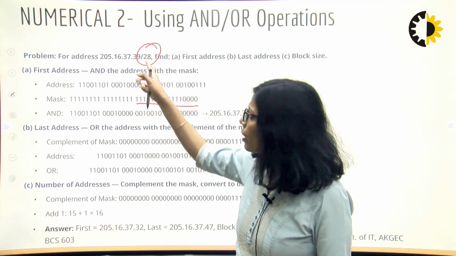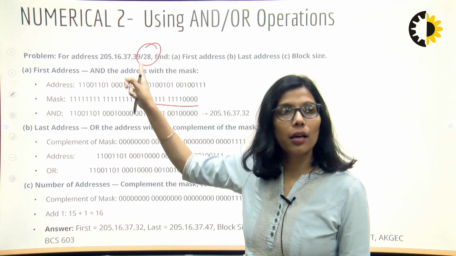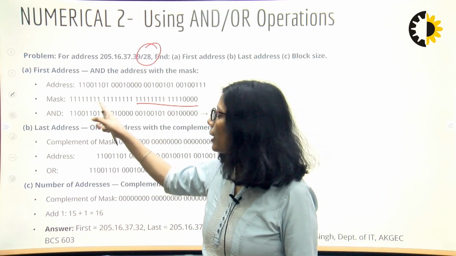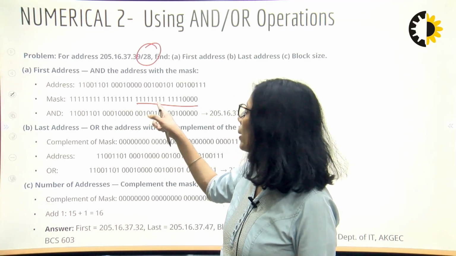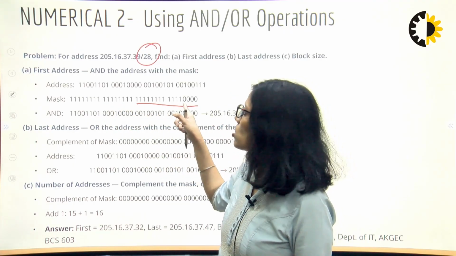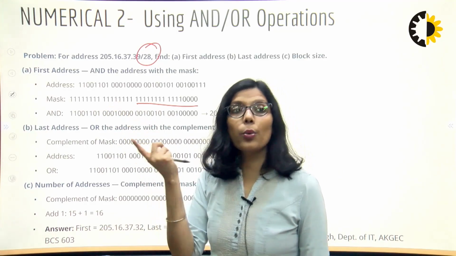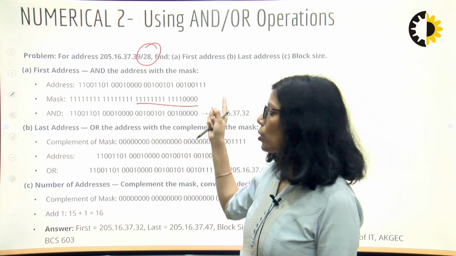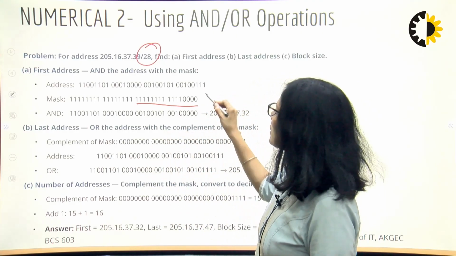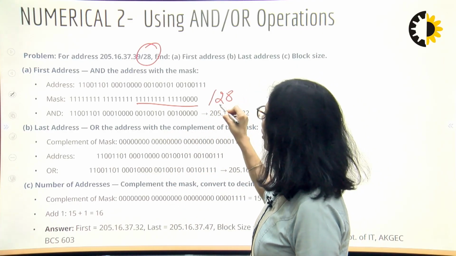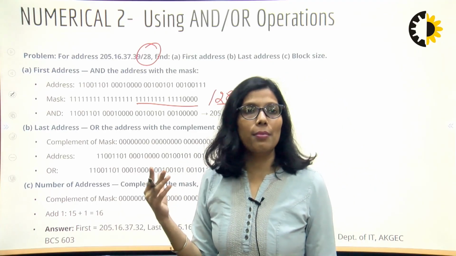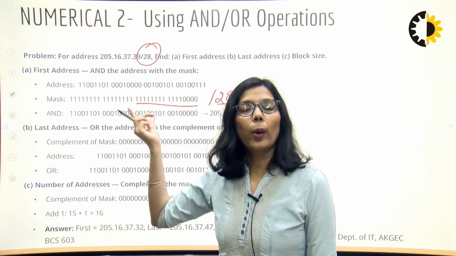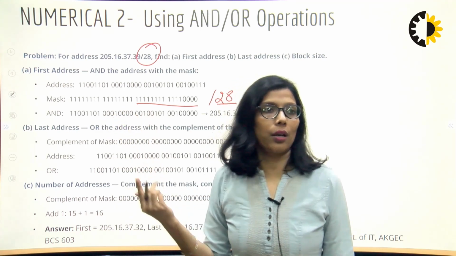Now we have converted 28 into a binary mask. How? This is 28. It means there are 28 ones in my mask. So what I have done: 8, 16, 24 and 4, 28. So these first 28 bits, the most significant bits, I have put as 1 and the rest as 0. This is my subnet mask, the representation of 28. 28 means there are 28 ones in my mask, so I have set the 28 MSB bits as 1, right?